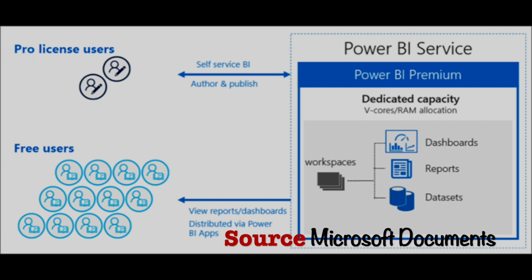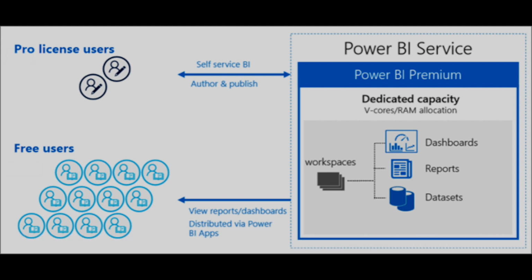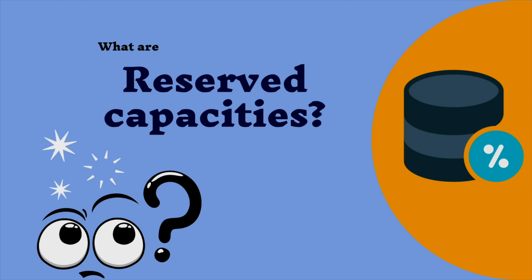If you have Power BI Premium, then you would get a reserved capacity. That means a dedicated capacity for only your organization. No other organization is going to share it, like with Power BI Pro. With Power BI Pro, you get a shared capacity. That means other organizations or tenants can also use that capacity when they require it.